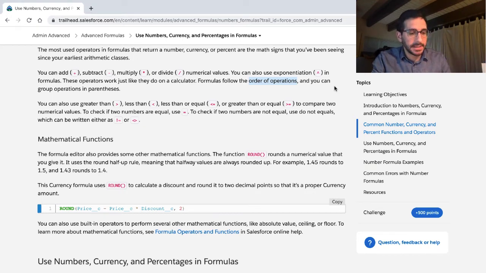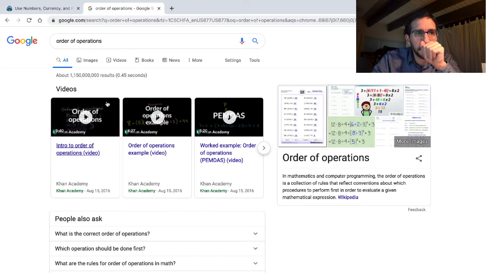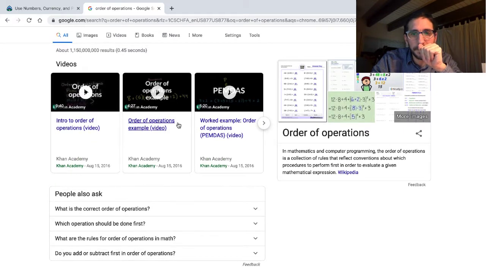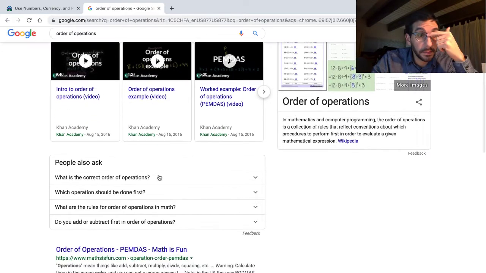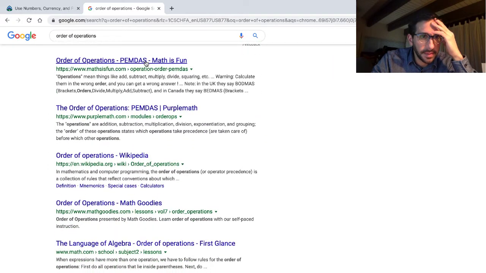So it's exponents, multiplication, addition, subtraction. I feel like there's a cute mnemonic to remember this, though. Khan Academy. Oh yeah, PEMDAS. Parentheses, exponents, multiplication, division, addition, subtraction.